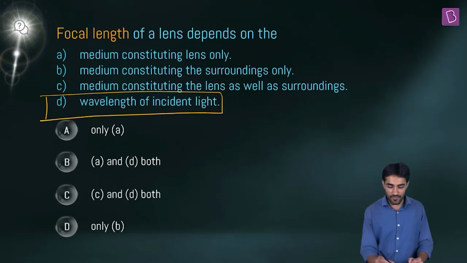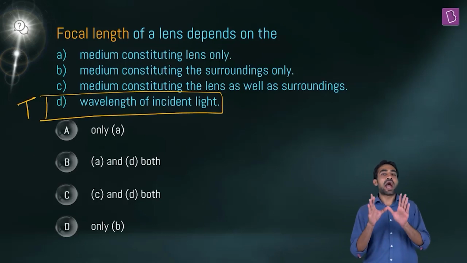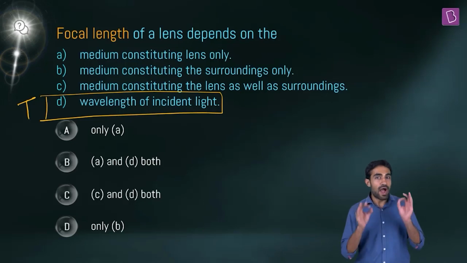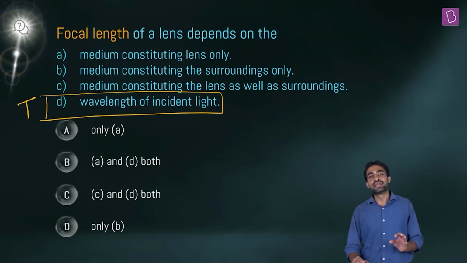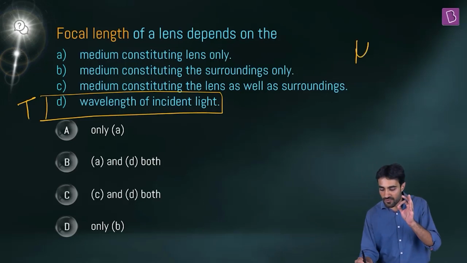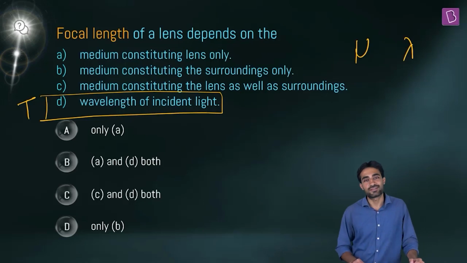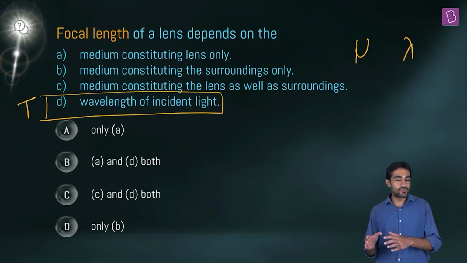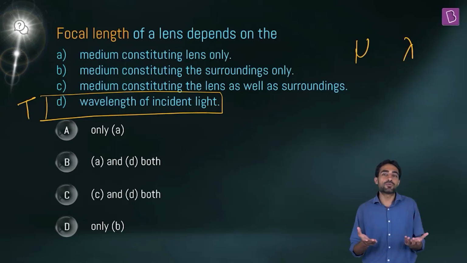Actually, the focal length does depend on the wavelength of incident light. This statement is true. Now, I will tell you why it is true. Why does it depend on the wavelength of the incident light? The reason is the refractive index depends on the wavelength of the incident light. For different colors, we have different refractive index. Why does this happen? Because it is found to be experimentally true.